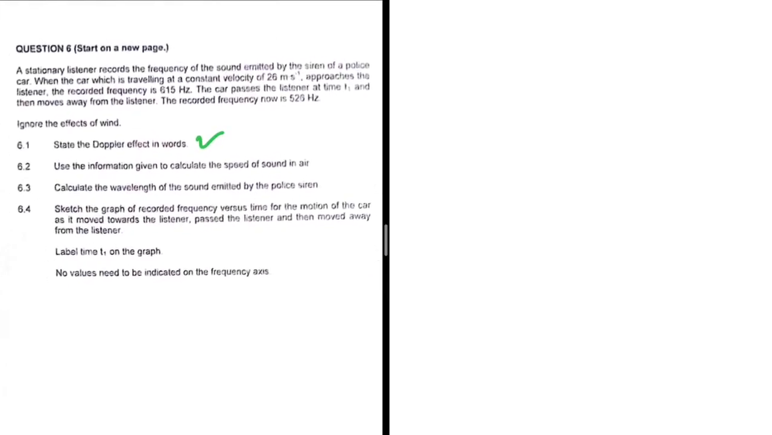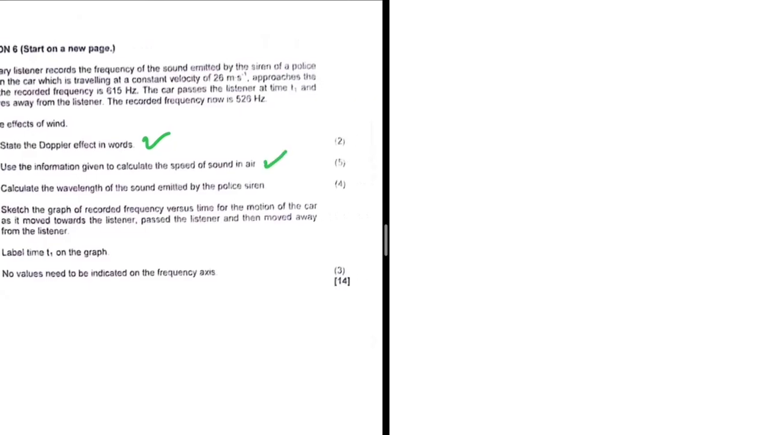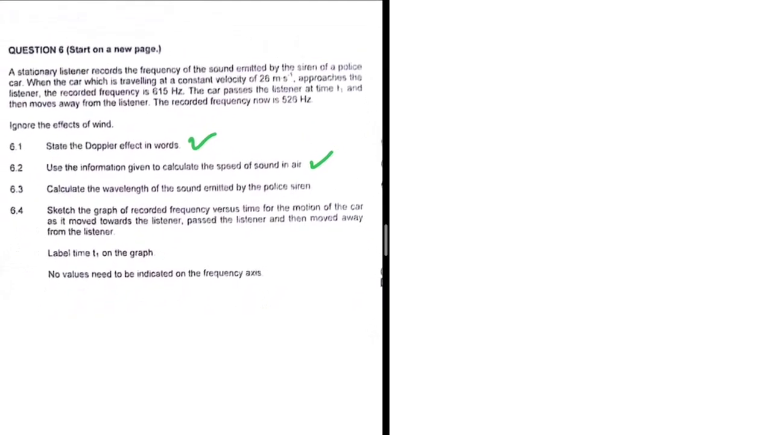Let's do 6.2. Use the information given to calculate the speed of sound in air. Mark allocation, 5 marks. So let's take a look. A stationary listener records the frequency of the sound emitted by the siren of a police car. When the car, which is traveling at a constant velocity, so we have the velocity of the source right away, Vs is 26 meters per second, approaches the listener, the recorded frequency is 615 Hertz. So the frequency that the listener records, the frequency observed, is 615 Hertz. This is when the car is moving towards.